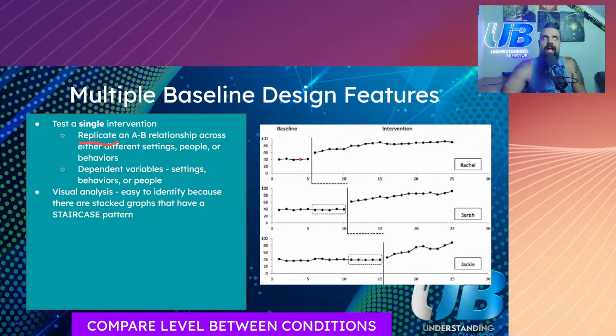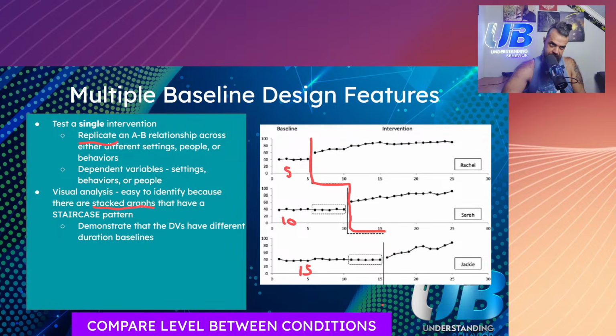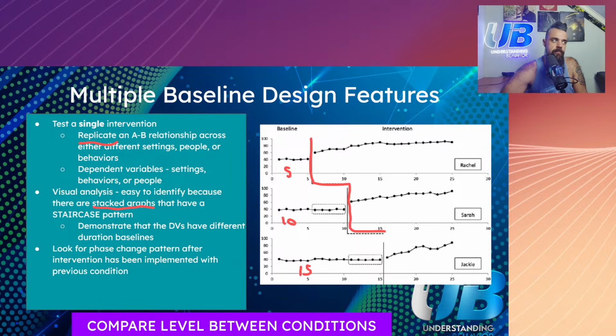To visually identify a multiple baseline design, what we want to look for is that we're going to see stacked graphs. More importantly, they're not just stacked, but they also have a phase change line that creates this staircase pattern. What this does is show that our baseline conditions have different durations. We see for Rachel, we had 5 baseline data points. For Sarah, we had 10 baseline data points. And for Jackie, we had 15 baseline data points. So the differing duration baselines is a totally necessary feature for our multiple baseline design.